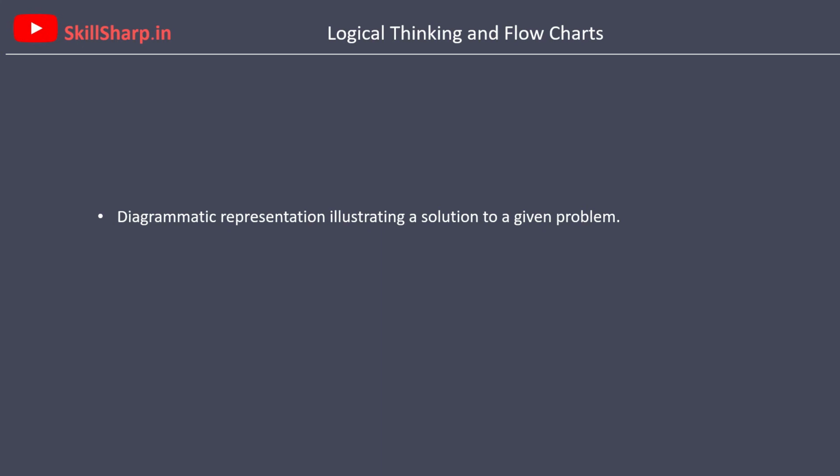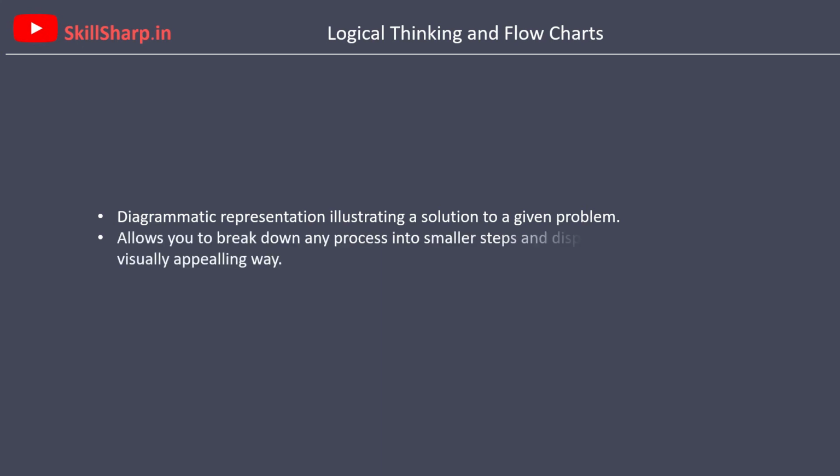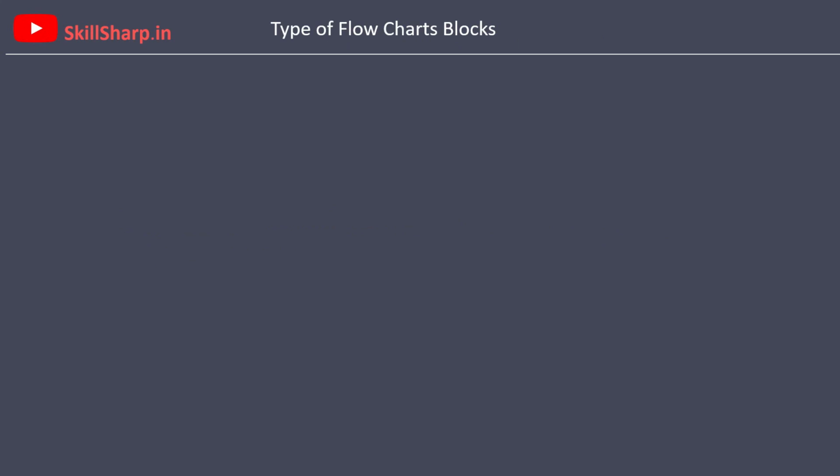So flowchart is nothing but a diagrammatic representation and illustration of a solution for a given problem, okay? And it allows you to break down your problem into different processes and stages and think on minute details to create the programs. Okay, so this is the flowchart and it is the basic step while visualizing how we are going to solve any specific problem.